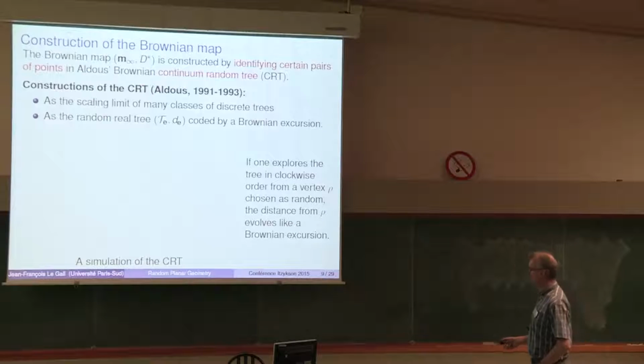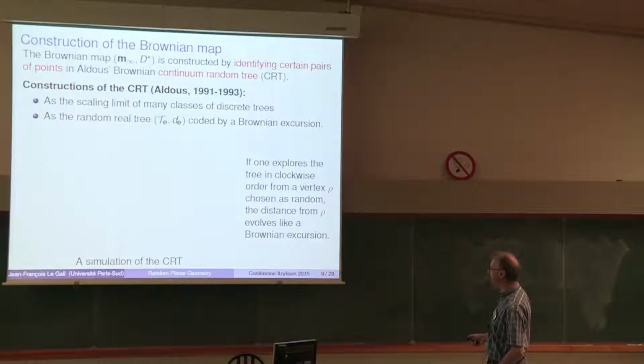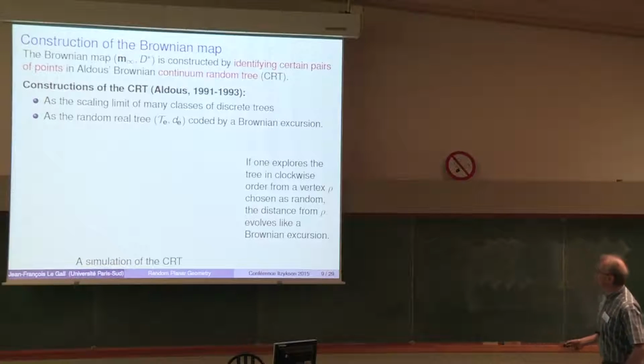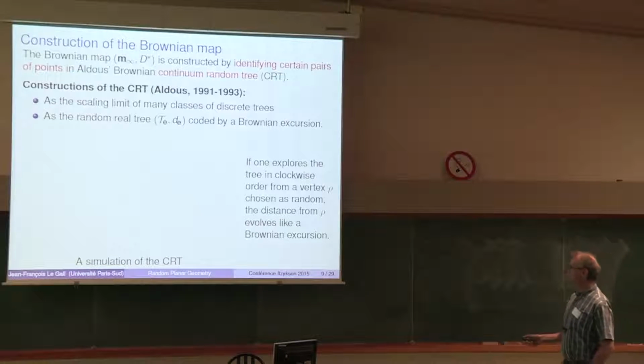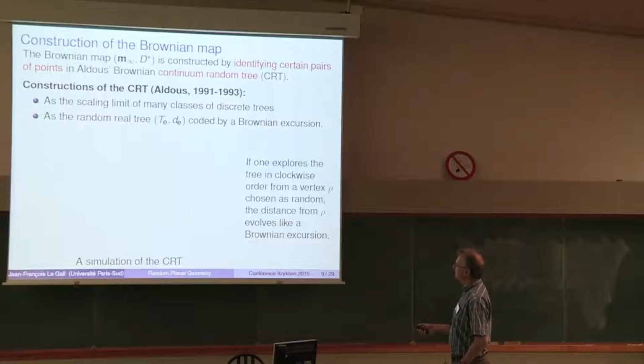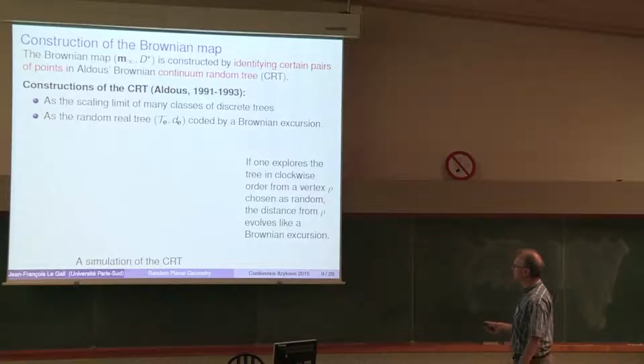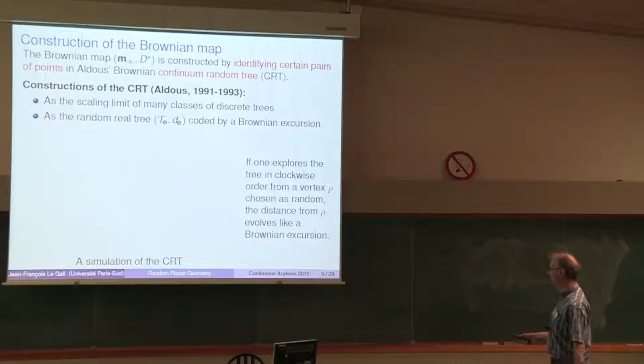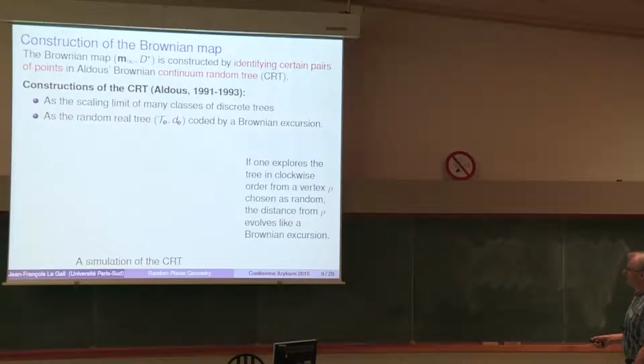Well, I have a problem with my simulation. Well, the CRT is, well, it's also a universal limit, a scaling limit for many classes of discrete trees. And it can also be obtained directly, without doing any scaling limit, as a random continuous tree or real tree, which is coded by a Brownian excursion. So here there should be a picture of the CRT, but it does not appear for some reason. Okay, it's not so important.